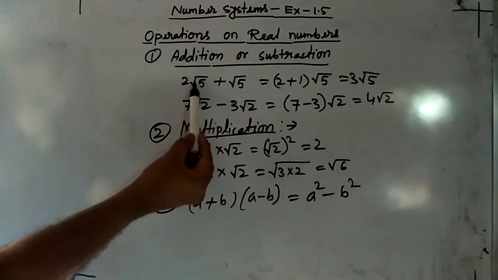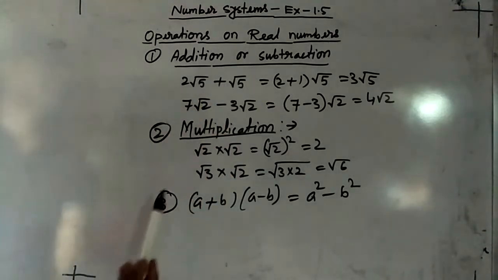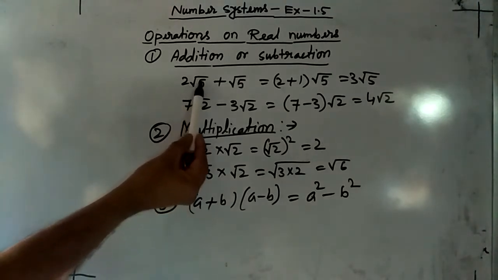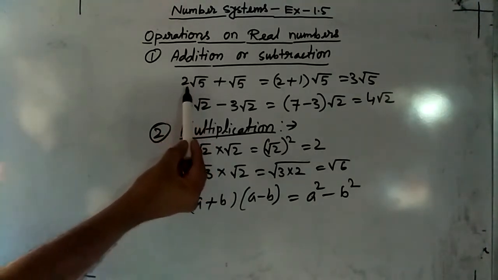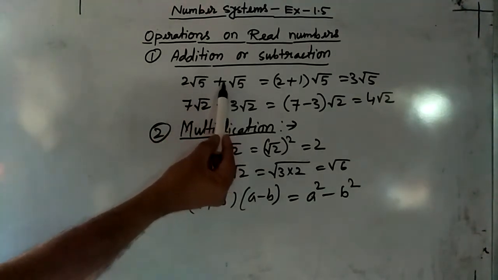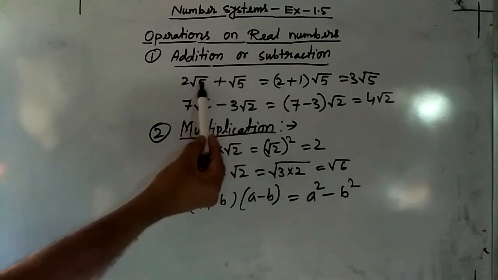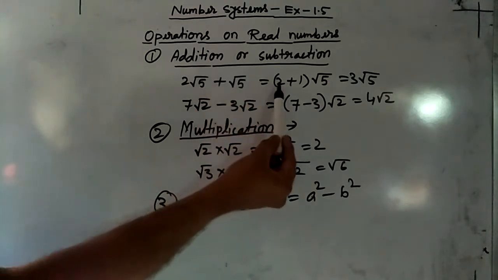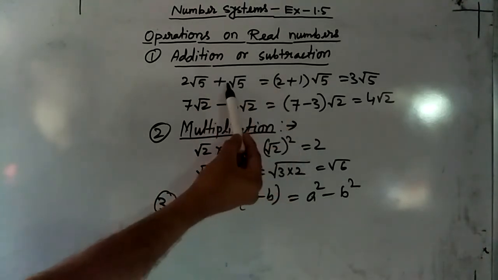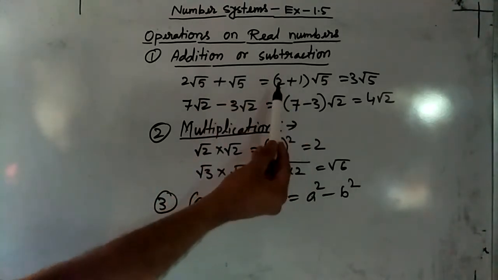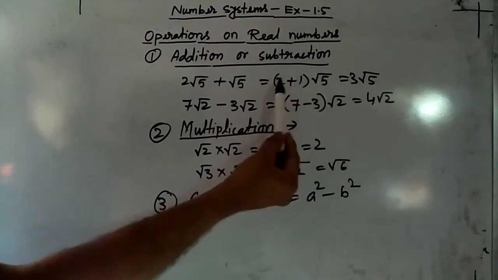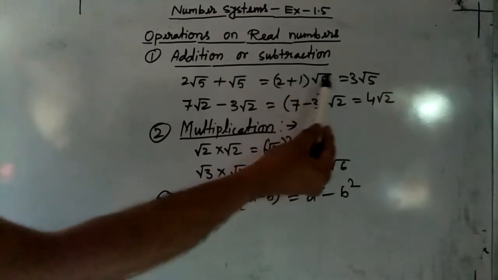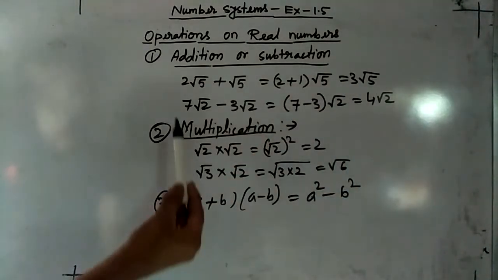If we'll add 2 root 5 plus root 5, coefficient of this term, first term is 2 and coefficient of second term is 1. Then take common root 5 from first term and second term. Then here we can write 2 plus, its coefficient is 1, so 1. So 2 plus 1 root 5. So 2 plus 1 is 3, then 3 root 5 will get.